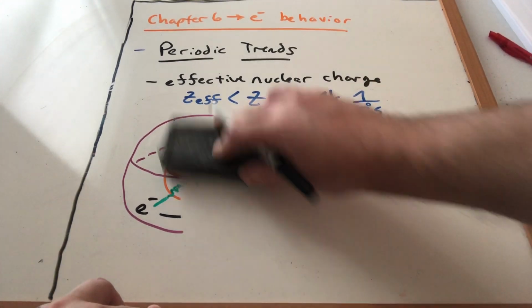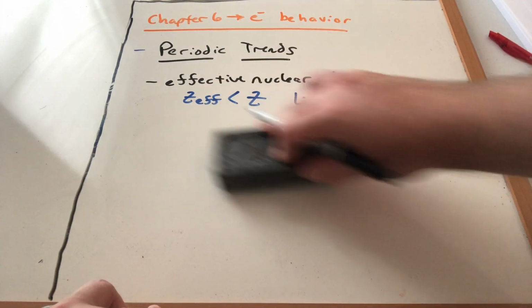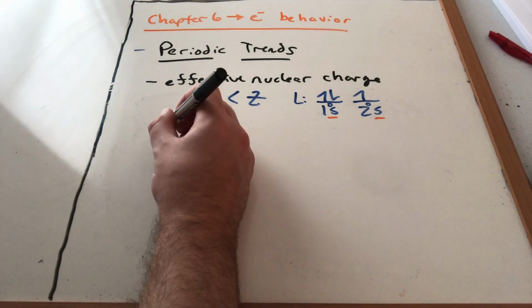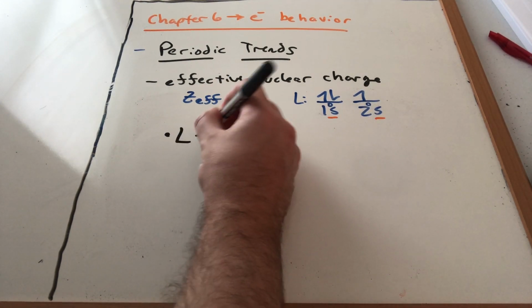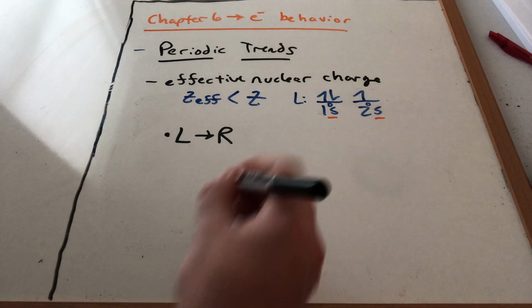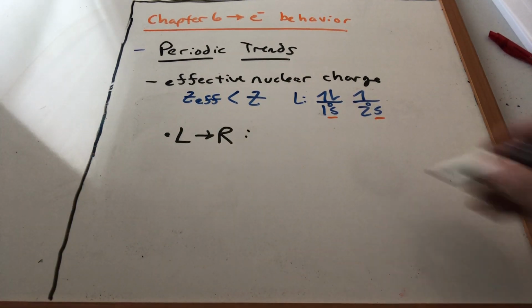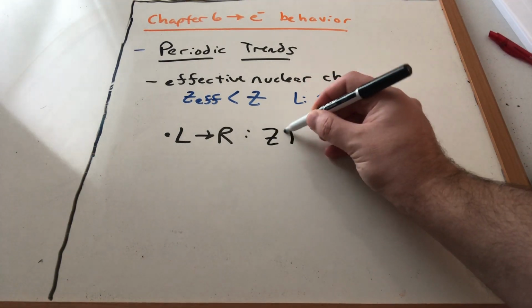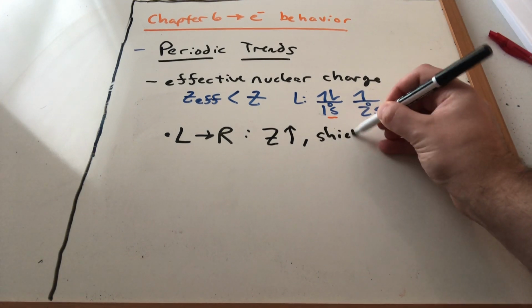So what we do is we develop this trend that says, okay, as you go left to right on a periodic table, you're shielding with the same electrons. Like if you go across that second period, there are 2 1s electrons that shield everything, right? Now the charge of the nucleus is increasing, but the shielding stays the same. So as you go left to right, Z goes up and shielding stays the same.